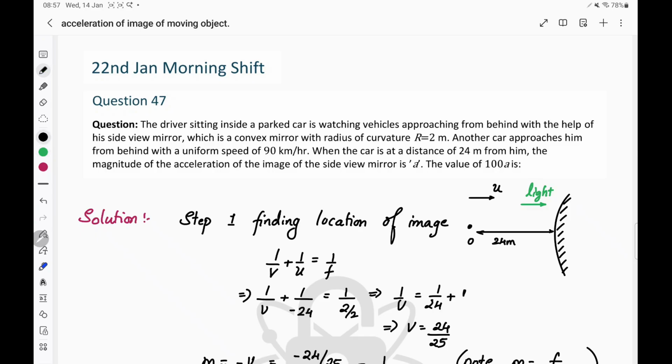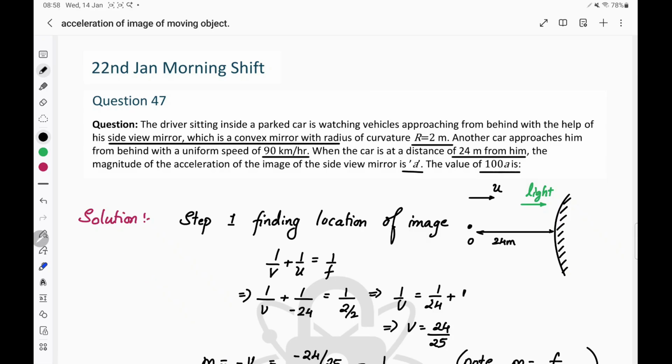The question reads as follows. A driver sitting inside a parked car is watching a vehicle approaching from behind with the help of a side view mirror, which is a convex mirror with radius of curvature equal to 2 meter. Another car approaches him from behind with a speed of 90 km per hour. When the car is at a distance of 24 meter behind him, the magnitude of acceleration of the image in the side view mirror is A. They are asking you to find the value of 100A.